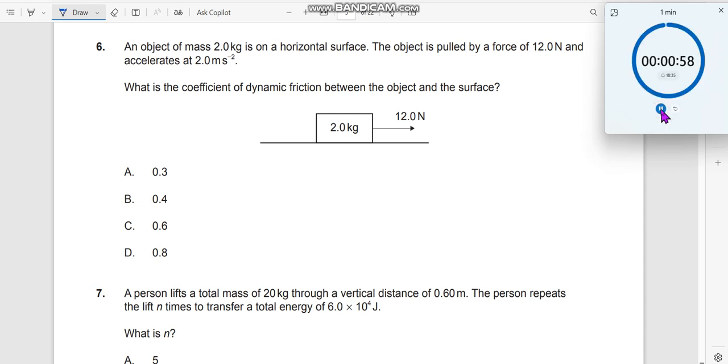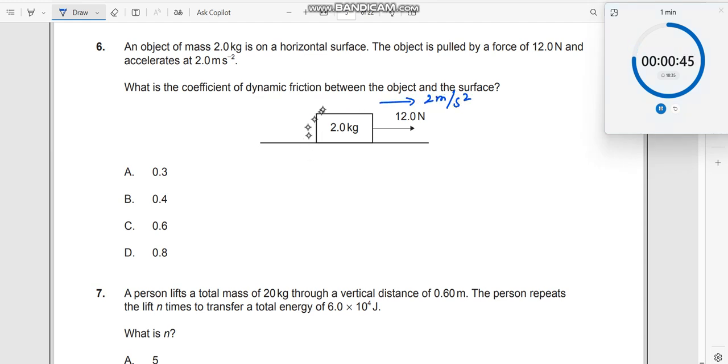Question number 6. An object of mass 2 kg is on a horizontal surface. The object is pulled by a force of 12 Newton. Okay, you're pulling it by a force of 12 Newton and it accelerates at 2 meter per second square. What is the coefficient of dynamic friction? Dynamic friction acts over here and the frictional force will act like this over here, right?